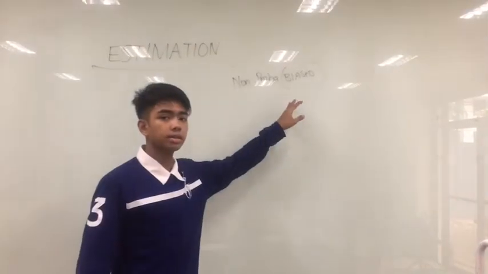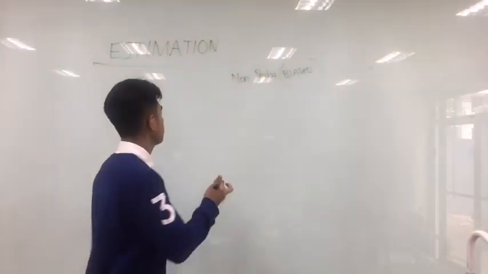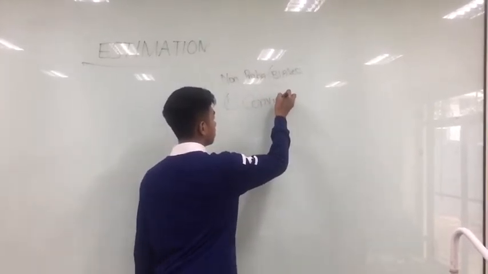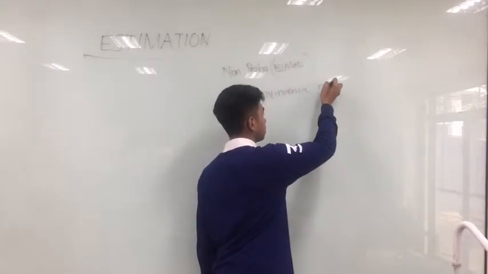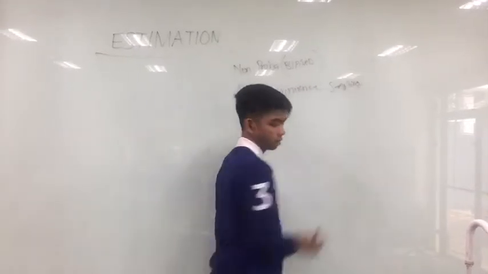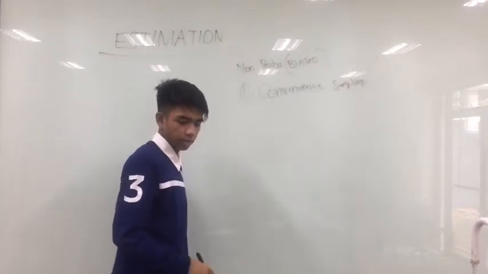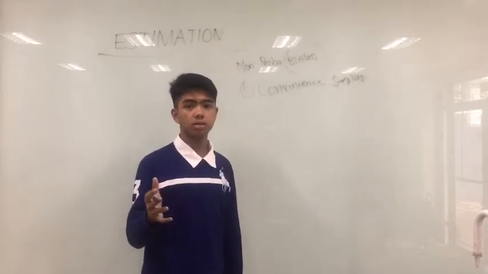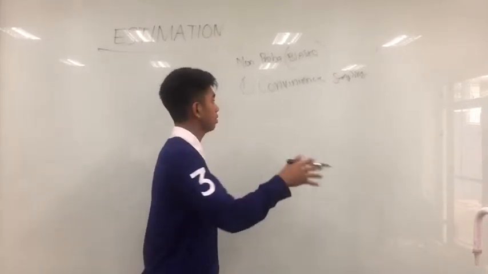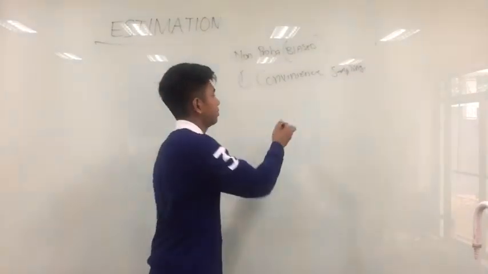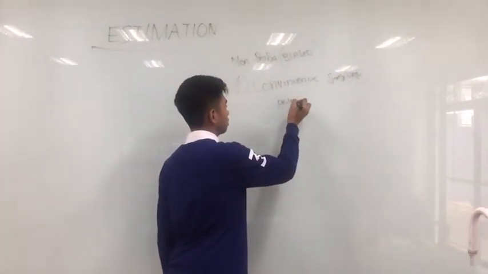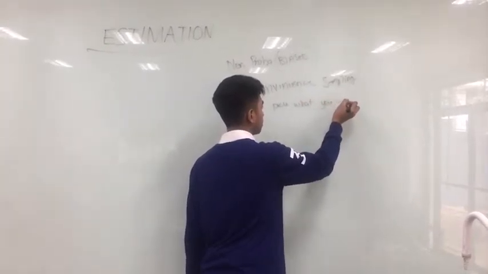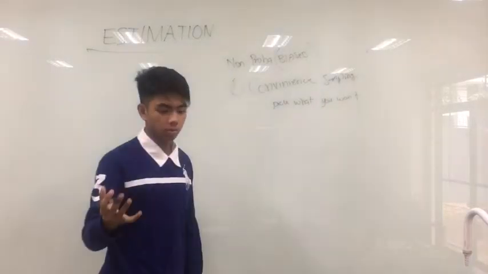So once again, bias is when you are in favor of something. So first is convenience sampling. It is when you pick what you want, or you pick this one because this is what would benefit you, or it is convenient for you. So you will pick what you want.